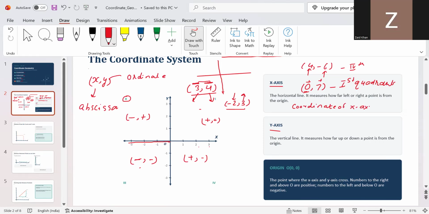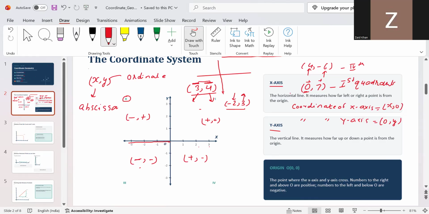Coordinate of x-axis will be any point. हम कह सकते हैं, any point on x-axis is (x, 0), because the y coordinate will be 0. Or any point on y-axis is going to be (0, y), on y-axis x will be 0. So hopefully this is clear.